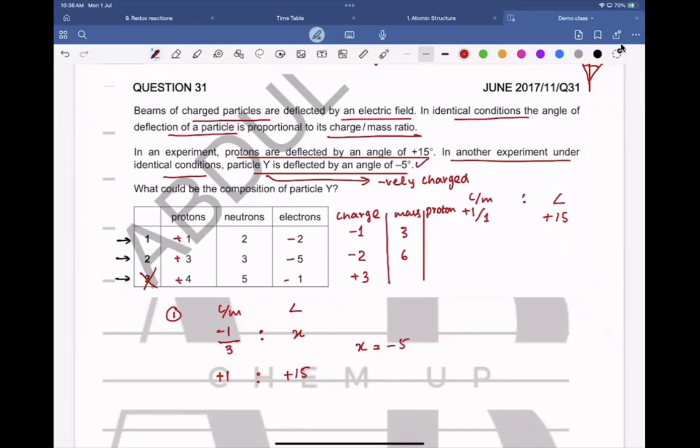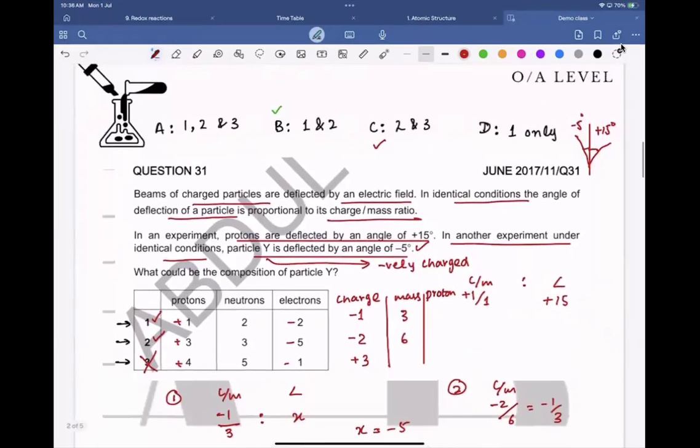Is it justified? Yes, sir. So it means statement 1 is correct. Now, statement 2: the charge to mass ratio, charge is minus 2 and the mass is 6, which simplifies to minus 1 over 3. I'm again going to get the angle of deflection of negative 5. Yes, sir. So 1 and 2 are correct, which means B is the correct answer. I hope it's clear to you now. Yes, sir. Okay.